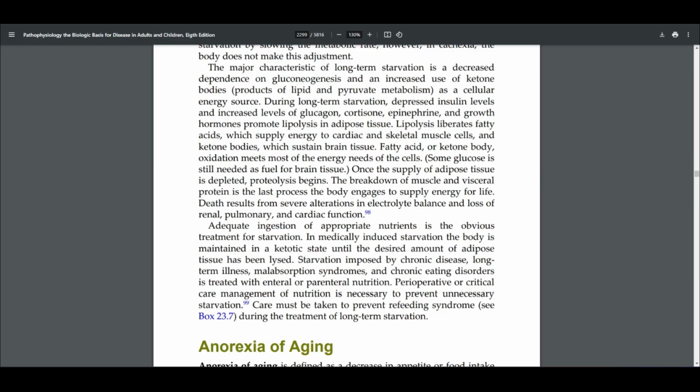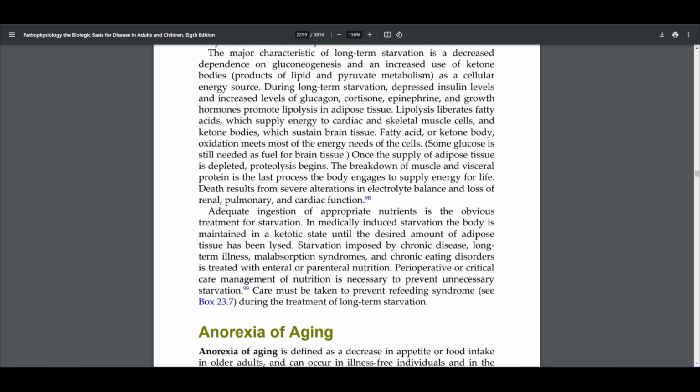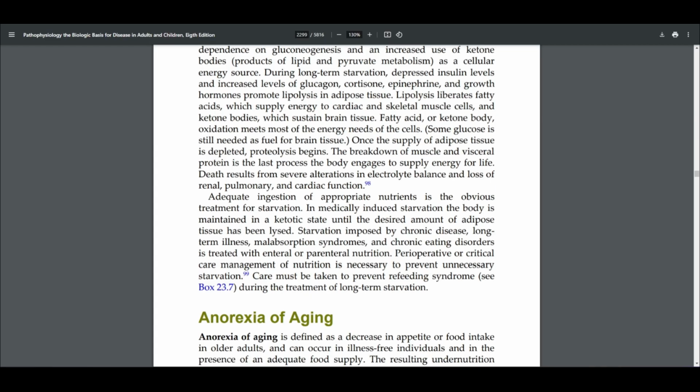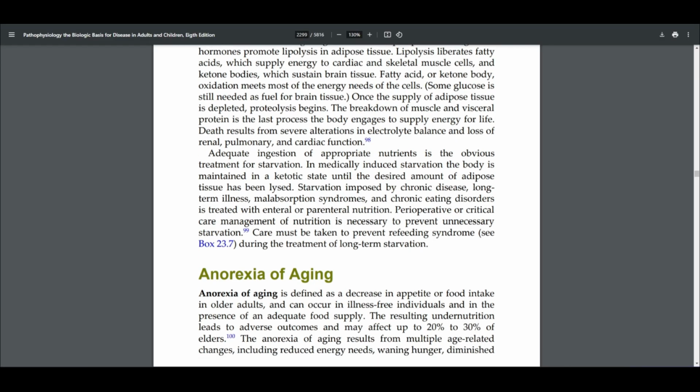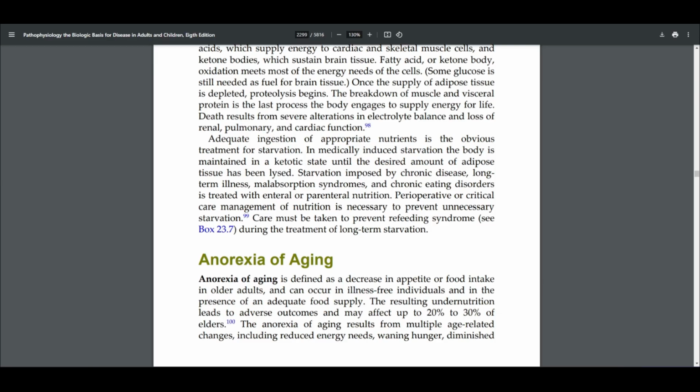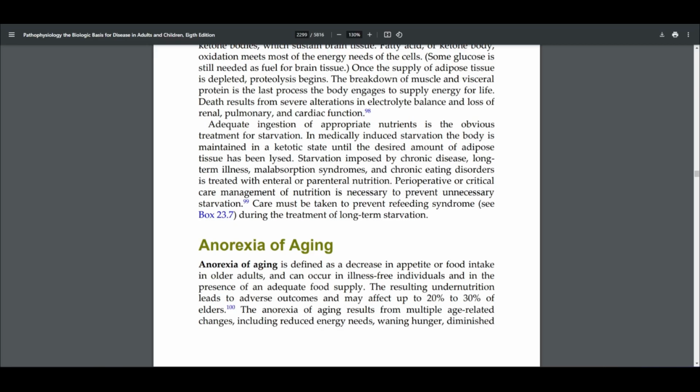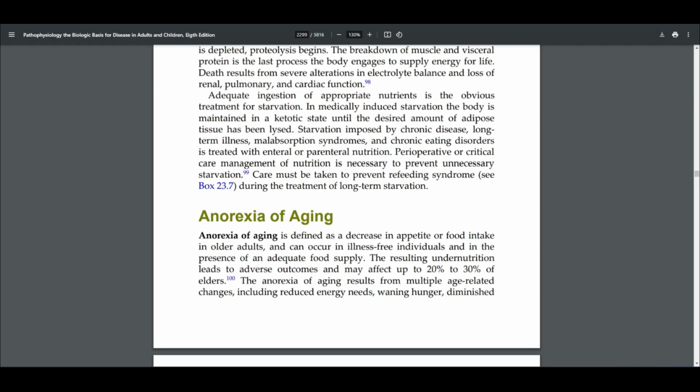During long-term starvation, depressed insulin levels and increased levels of glucagon, cortisol, epinephrine, and growth hormone promote lipolysis in adipose tissues. Lipolysis liberates fatty acids, which supply energy to cardiac and skeletal muscle cells, and ketone bodies, which sustain brain tissue. Fatty acid or ketone body oxidation meets most of the energy needs of the cells. Once the supply of adipose tissue is depleted, proteolysis begins. The breakdown of muscle and visceral protein is the last process the body engages in to supply energy for life. Death results from severe alterations in electrolyte balance and loss of renal, pulmonary, and cardiac function.